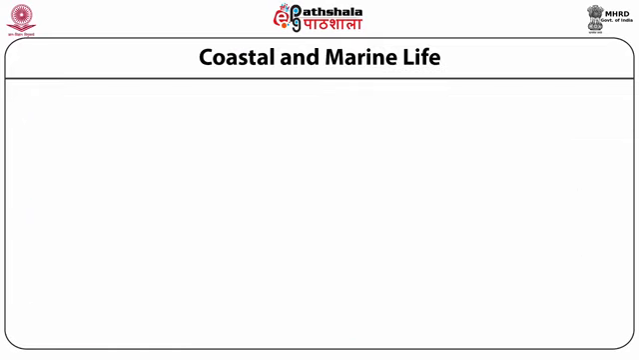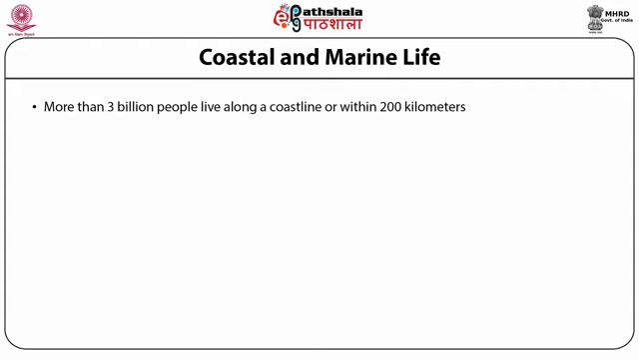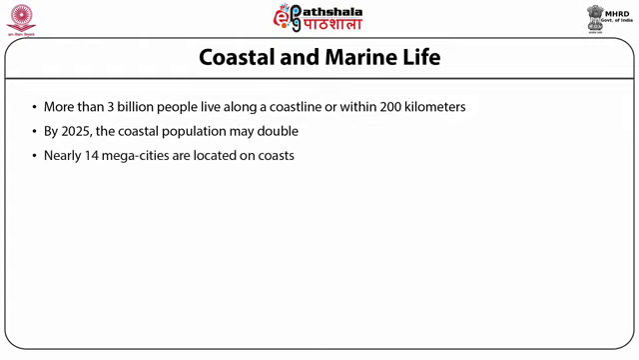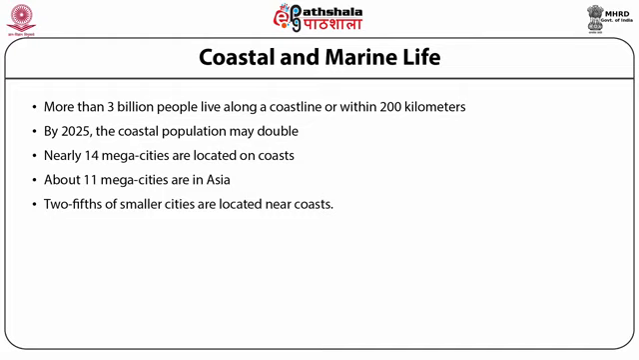Coastal and marine life. More than 3 billion people live along a coastline or within 200 kilometers. By 2025, coastal pollution may double. Nearly 14 megacities with populations of at least 10 million people are located on coasts. About 11 megacities, including Bangkok, Jakarta, and Shanghai, are in Asia. Two-fifths of smaller cities, that is, cities with a population of 1 to 10 million, are located near coasts.